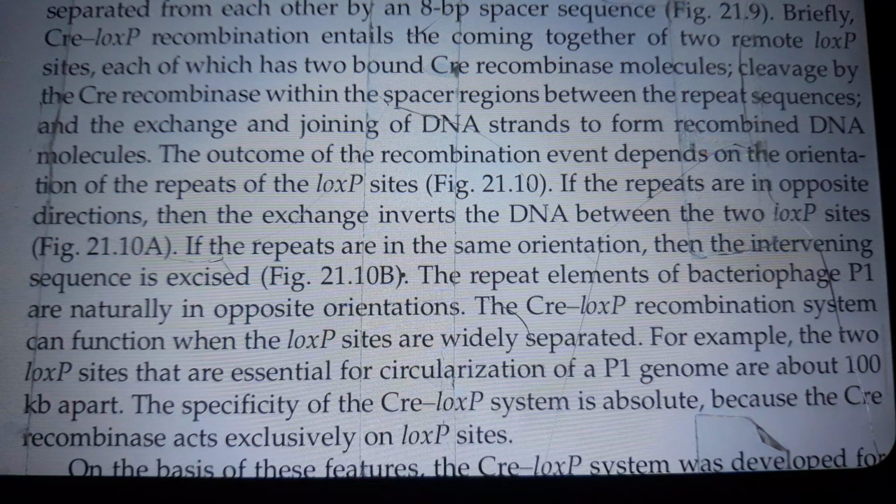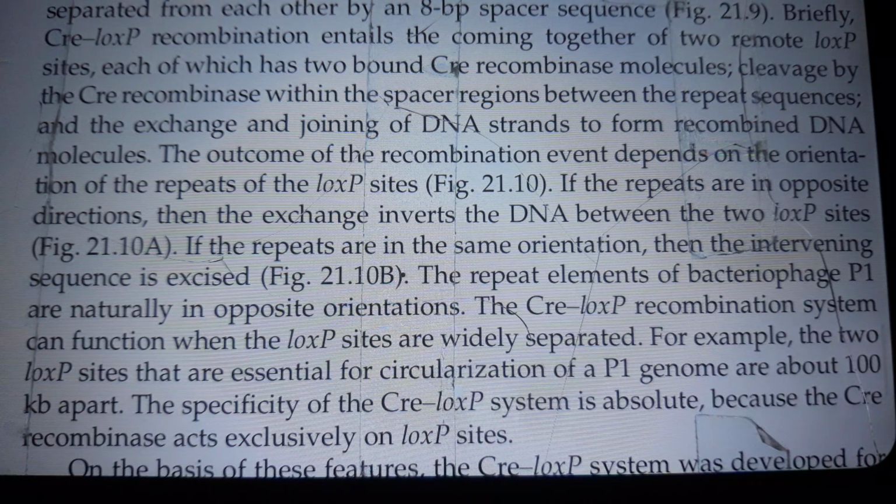A loxP site consists of two 13 base pair inverted repeats that are separated from each other by an 8 base pair spacer sequence. Briefly, Cre-loxP recombination entails the coming together of two remote loxP sites, each of which has two bound Cre recombinase molecules, cleavage by the Cre recombinase within the spacer regions between the repeat sequences, and the exchange and joining of DNA strands to form recombined DNA molecules.